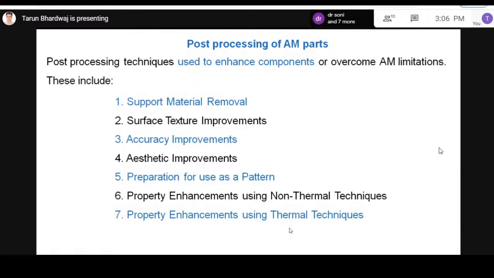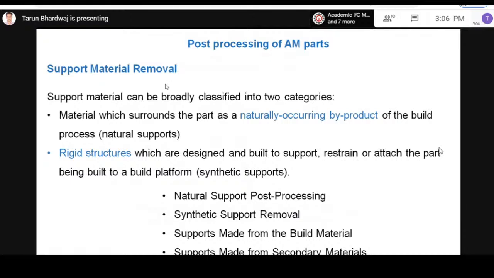And if we just talk about the support material removal, the support material can be classified into two categories: material which surrounds the part as a naturally occurring byproduct of the build process, and rigid structures which are designed and built to support, restrain or attach the part being built to the build process.